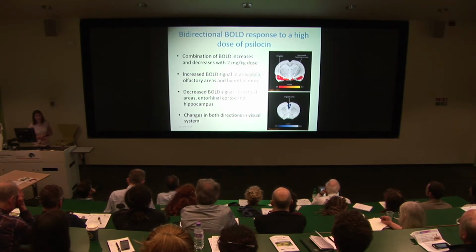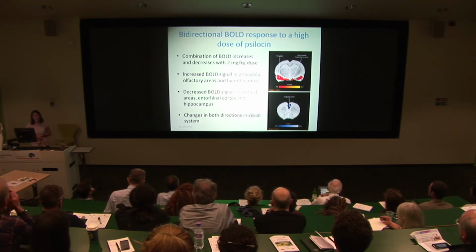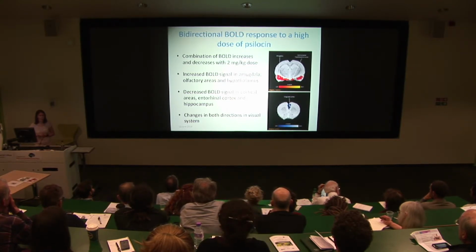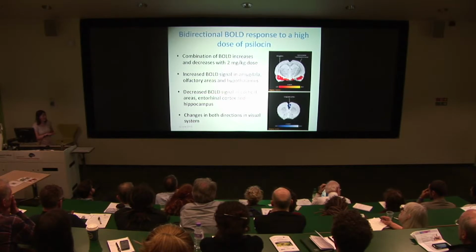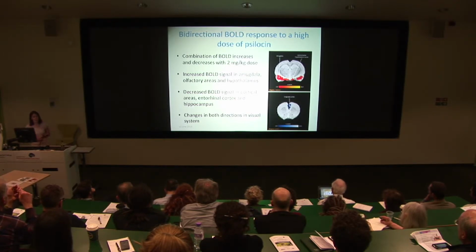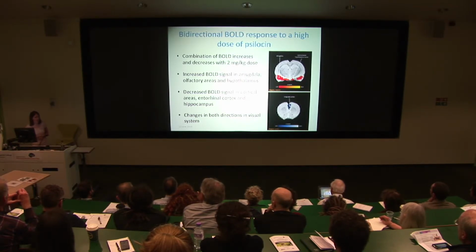So we see increased signal in subcortical areas, in the amygdala, in olfactory areas, and those kind of associated limbic areas in rats. Olfaction and limbic areas are very closely related. And the hypothalamus. We see decreased BOLD signal in various cortical areas, including the cingulate cortex, barrel cortex, entorhinal cortex, and parts of the hippocampus. And we see changes in both directions in the visual system, which was nice to see as a sanity check that the hallucinogen is doing something that you expect it to do.